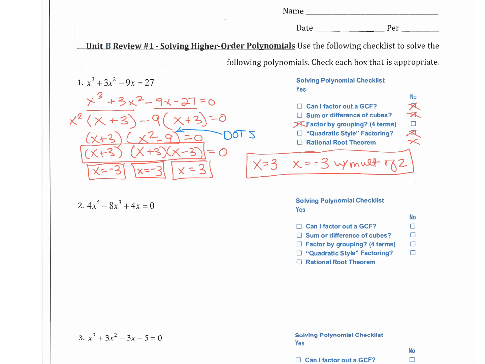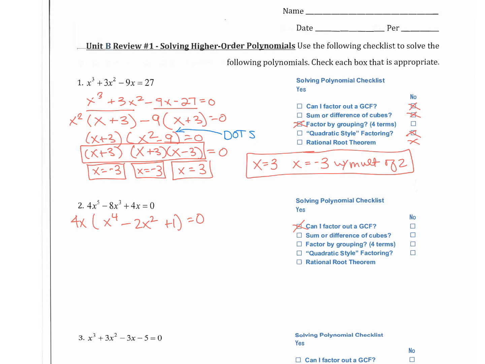So here we go. Number 2. Is there a GCF? There is. I notice every single term has a factor of 4 and every single term has a factor of x. So I'm going to factor out a 4x and I'm getting x to the 4th minus 2x squared plus 1 equals 0.